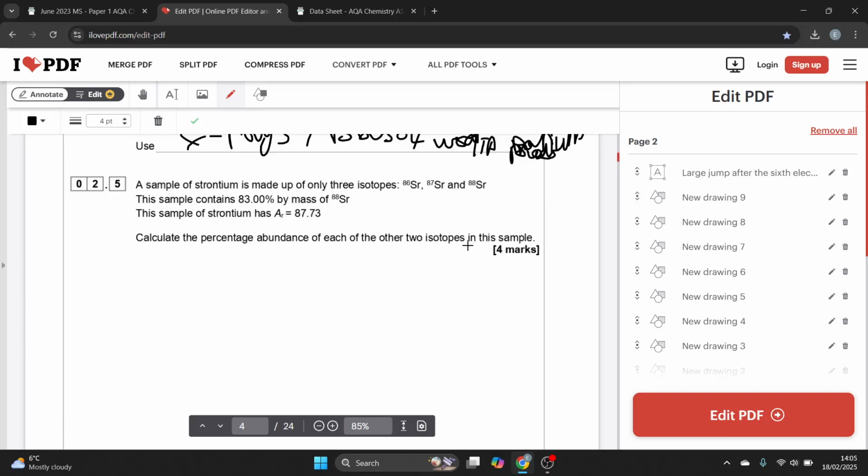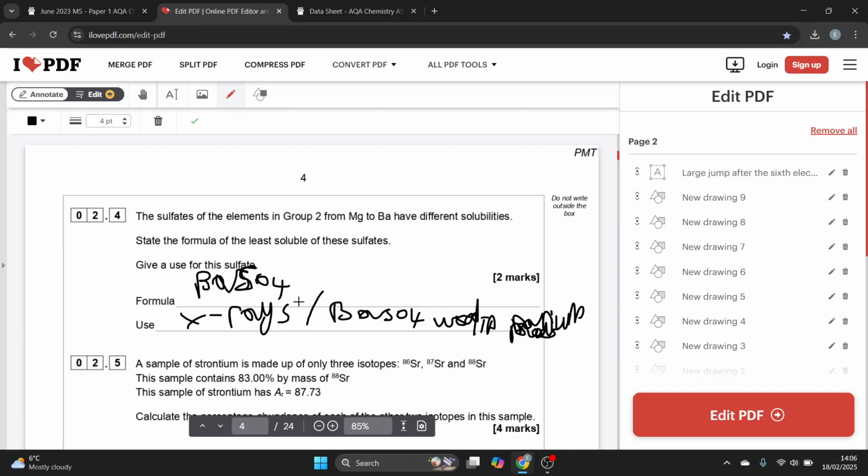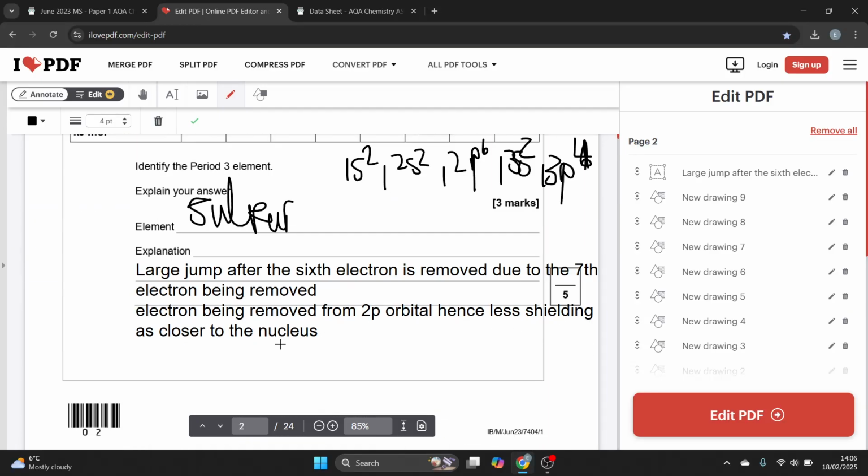Question 2.5: A sample of strontium is made up of only 3 isotopes, 86Sr, 87Sr, and 88Sr. This sample contains this much of 88Sr by mass. The sample of strontium has an Ar of that. Calculate the percentage abundance of each of the other 2 isotopes in the sample. 4 marks. And this is the first calculation question on this paper.